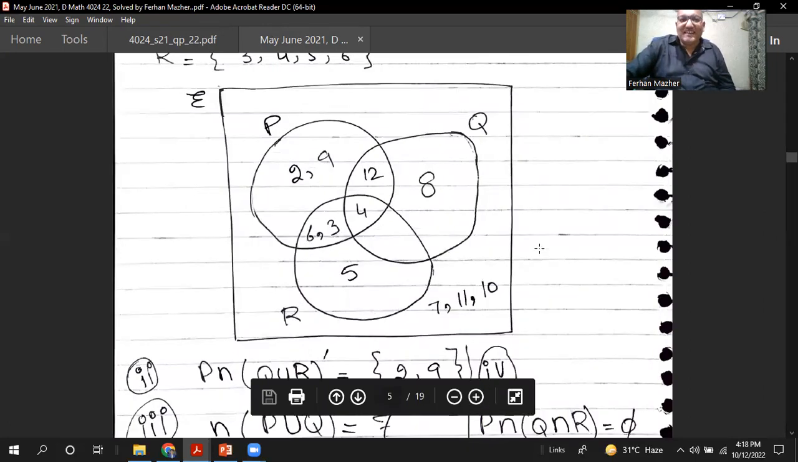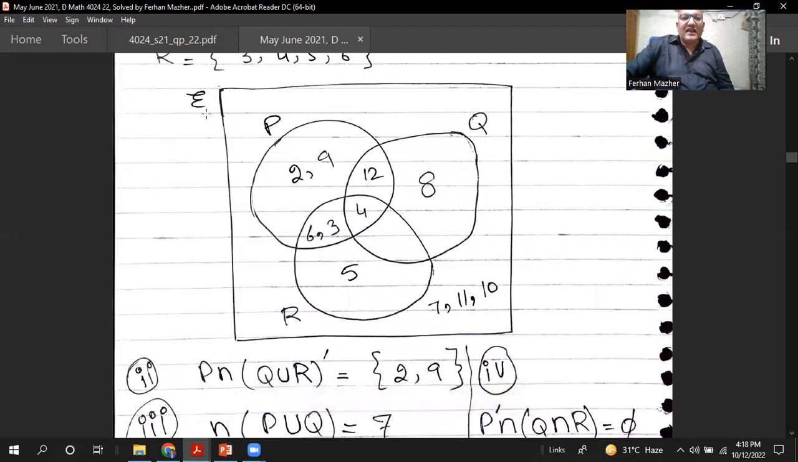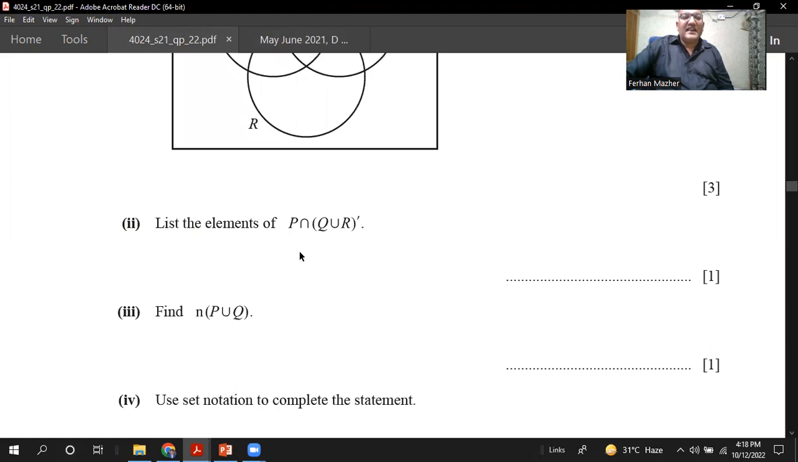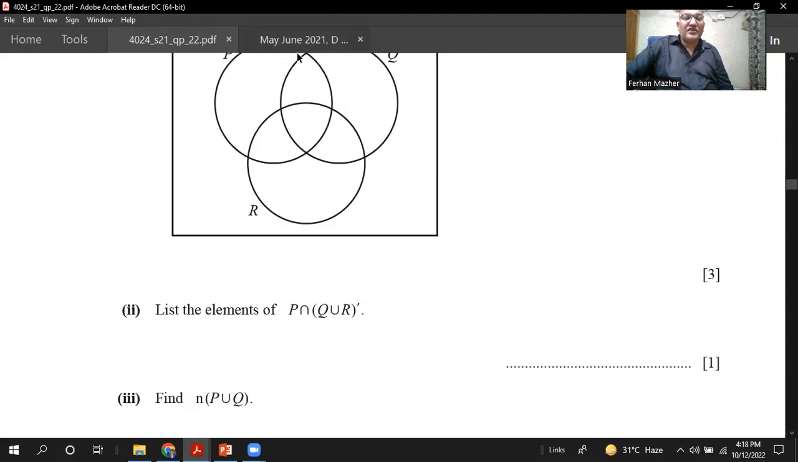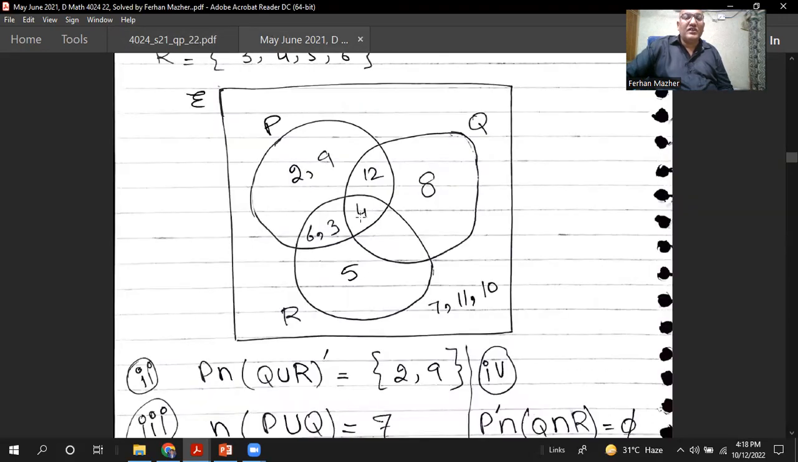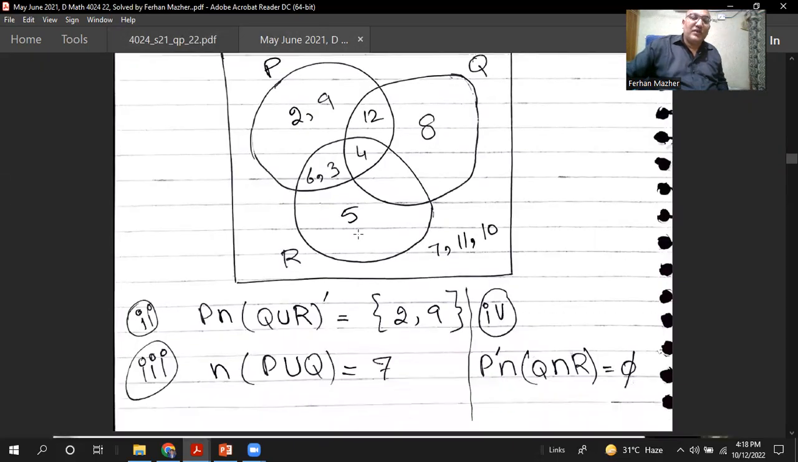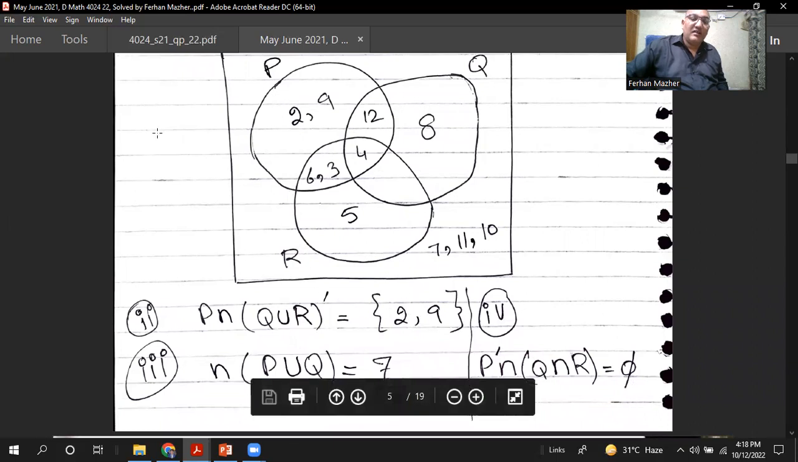So hopefully you understand this. Then their question is, list the elements of the P intersection Q union R whole complement. So it means Q union R. Q union R means Q and R both, and complement means out of that, the common with the P, that is only 2 members, 2 and 9. So those members are 2 and 9, you can see here.